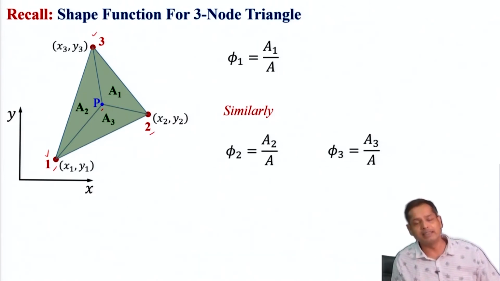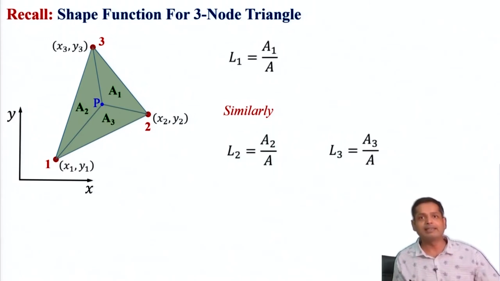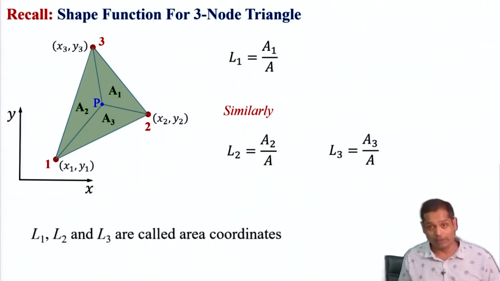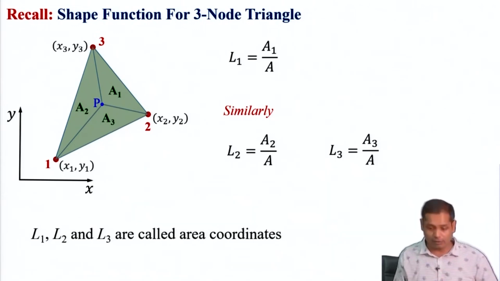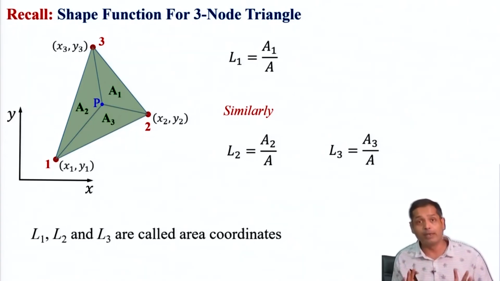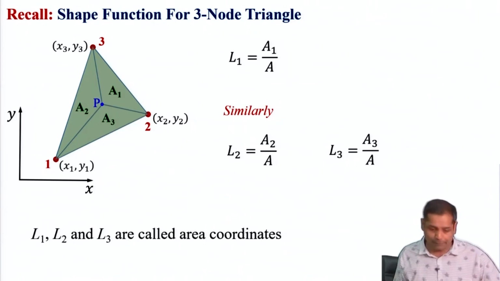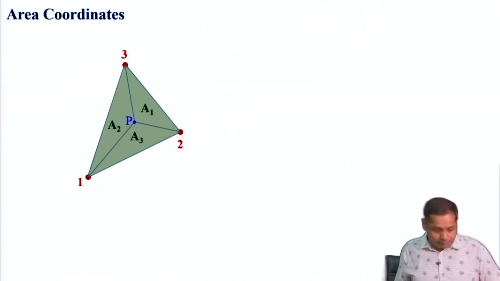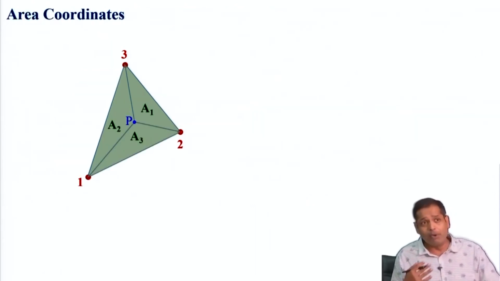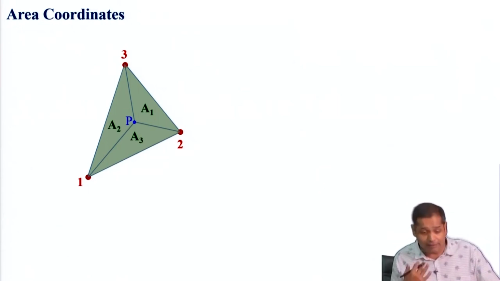Since the shape function is represented in terms of area, let us use a different symbol for that. Instead of phi 1, phi 2, phi 3, let us take L1, L2 and L3. These L1, L2, L3 are called the area coordinates. We will have a more detailed discussion on the area coordinates. At least now we can visualize what L1, L2, L3 are, based on our understanding of the three-node triangular element. Let us then interpret the area coordinate in a different way.